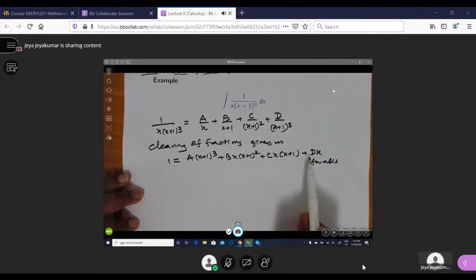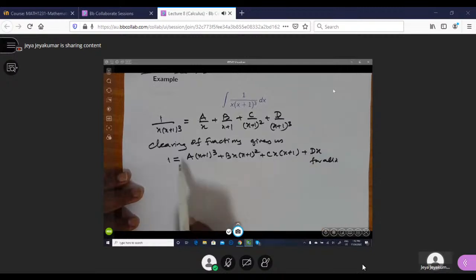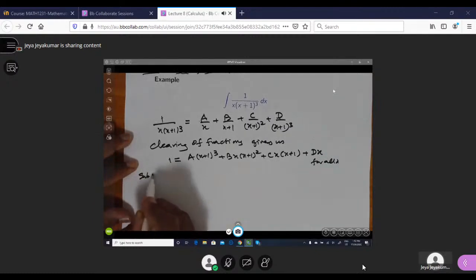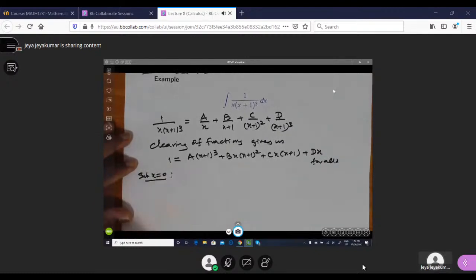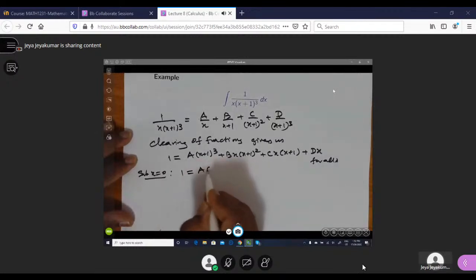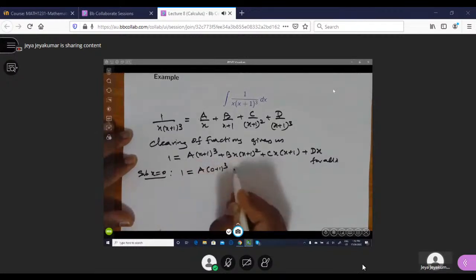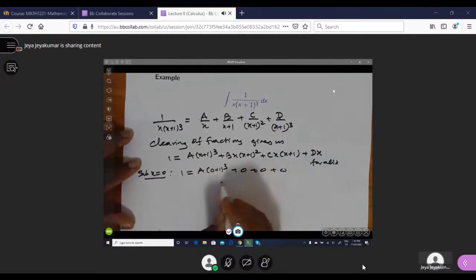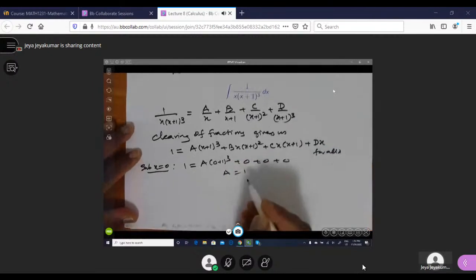So if we substitute x equals 0, these three terms will disappear, right? So you should be able to find a. Substitute x equals 0, then the left-hand side is 1, and the right-hand side is a times (0 plus 1) cubed. The other terms are 0, they all disappear. So that gives you a equals 1 straight away.